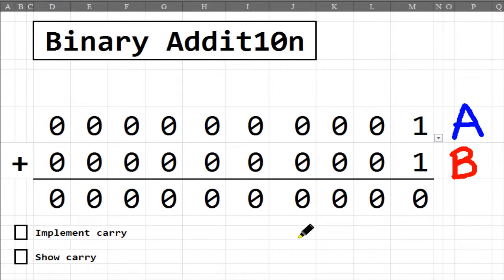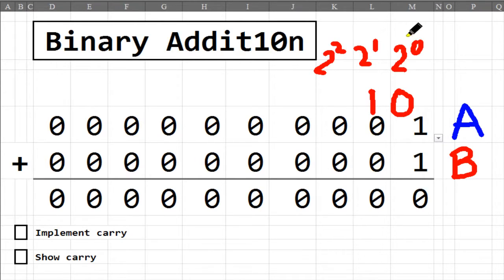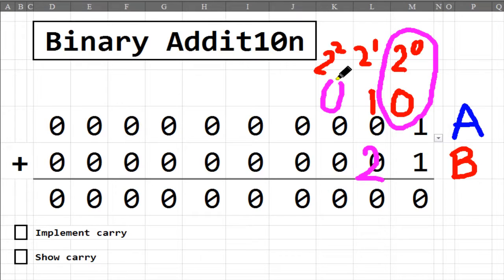So the number 2 in decimal is written as this. In binary, the number 2 is written as 1, 0. This is 2 to the 0, 2 to the 1, 2 to the 2. In this column, 2 to the 0 is 1, and 1 times 0 is 0. 2 times 1 is 2. 2 to the second power is 4. 4 times 0 is 0. So in binary, the number 2 is represented as 1, 0.